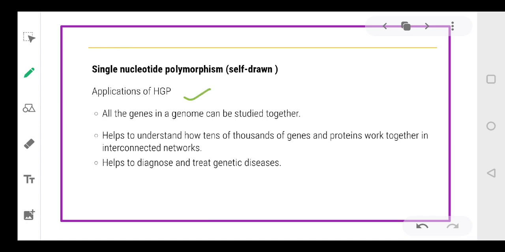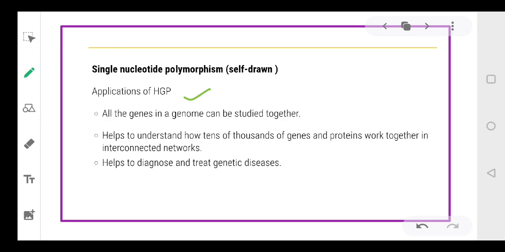Then comes the applications of the Human Genome Project. Why do you think the Human Genome Project is important? Why do we sequence all the 23 pairs of chromosomes? Is it important for us? Just imagine, what was the need? Why did we want to know which chromosome contains which genes? Why did we want to know the functions of genes?